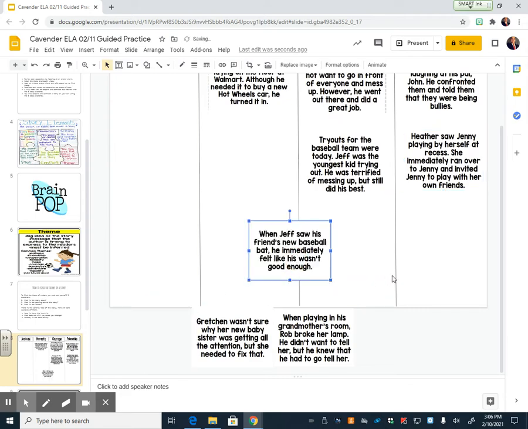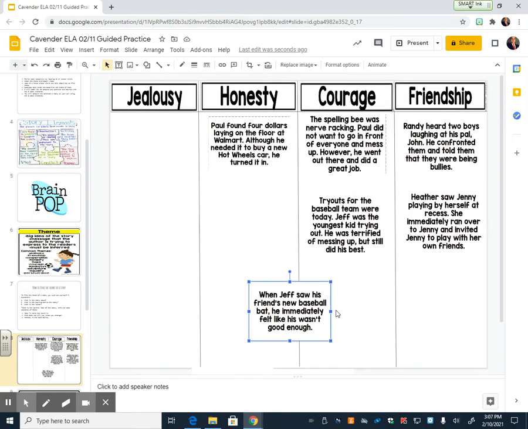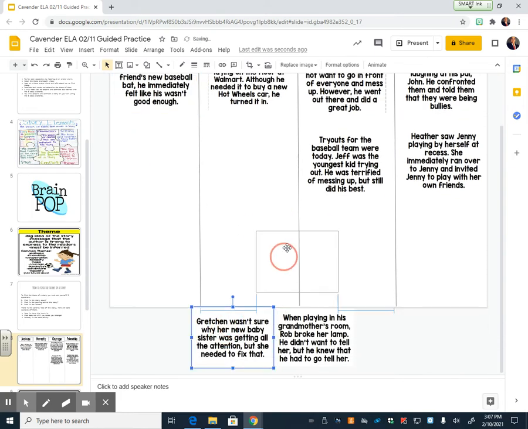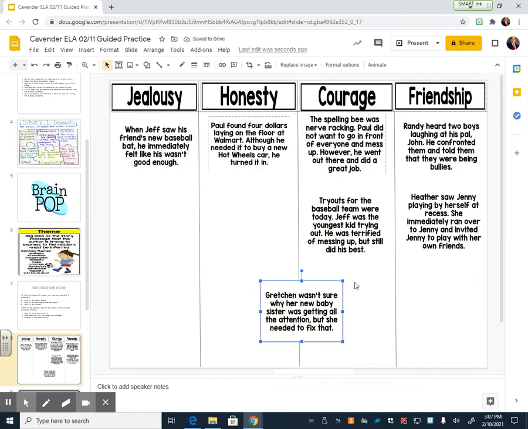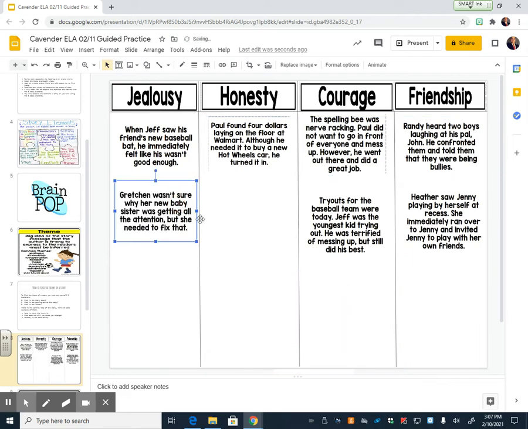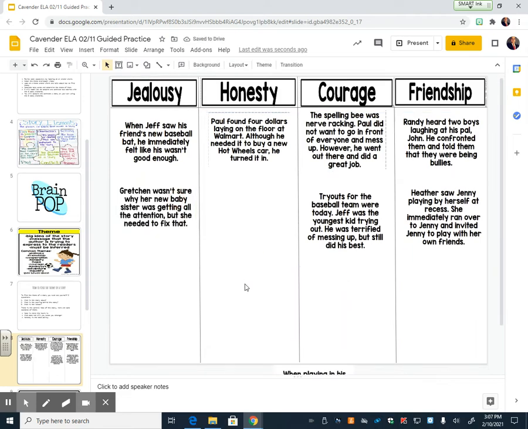All right. When Jeff saw his friend's new baseball bat, he immediately felt like his wasn't good enough. If you see that somebody got something new and you think, mine's not good enough, like, oh my goodness, Miss Bennett got new shoes, my shoes are not good enough, I'm jealous. That would be jealousy. Gretchen wasn't sure why the new baby sister was getting all the attention, but she needed to fix that. If you are upset with someone because they're getting more attention than you, that is also called jealousy. It's when you want something that someone else has.